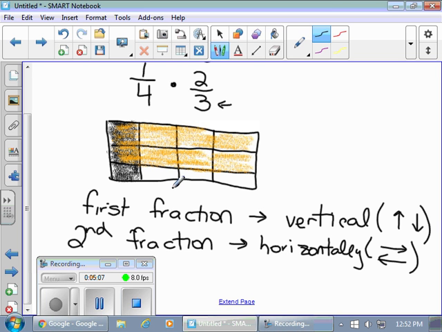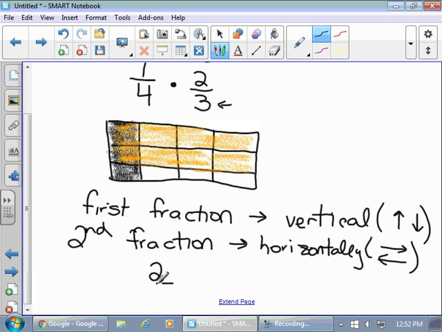Now, how many sections are shaded by both colors? 2 out of how many total blocks are in this rectangle that I split? 12. Okay, that's it. Now, in a model, I'm not going to reduce it. Using a model, I'm not going to reduce it. Normally, if I'm just doing it mathematically, I'm going to reduce it.